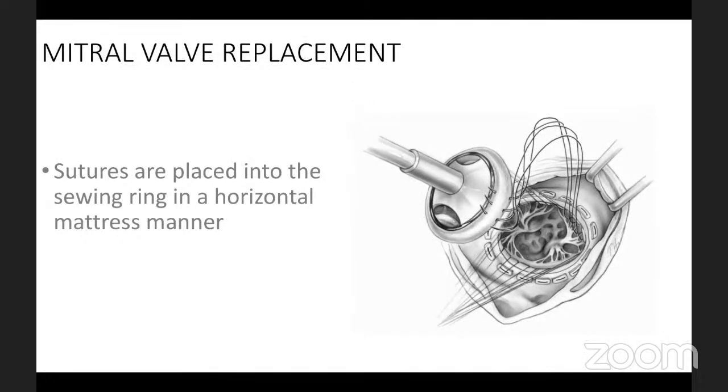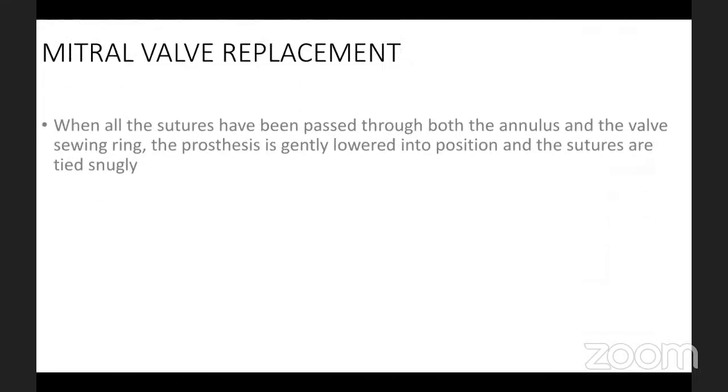After you completely place the sutures in the annulus, the sutures will also be passed through the sewing ring of the prosthesis in a horizontal mattress manner. When all sutures have been passed through both the annulus and the valve sewing ring, the prosthesis will be gently lowered into its position, and the sutures will be tied snugly.